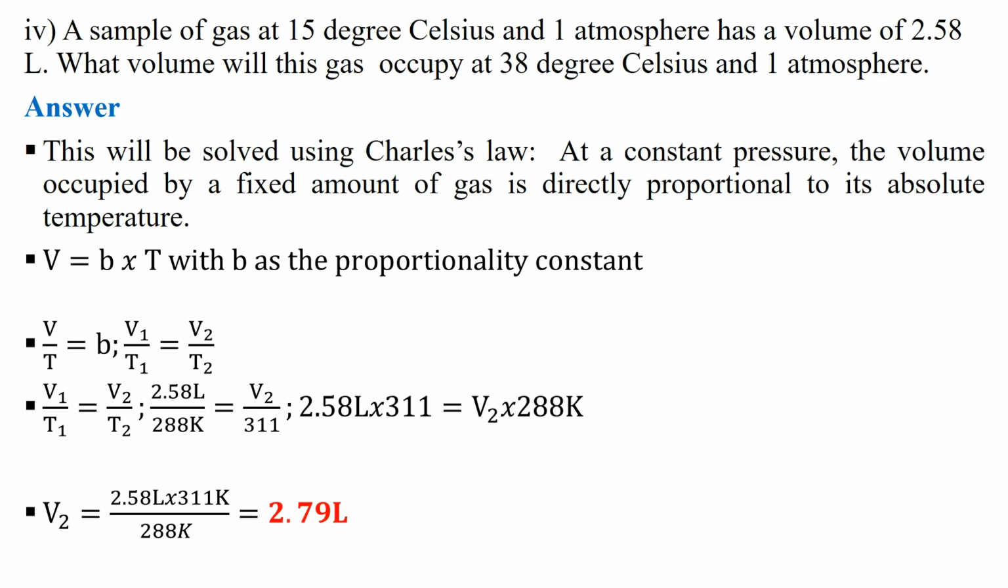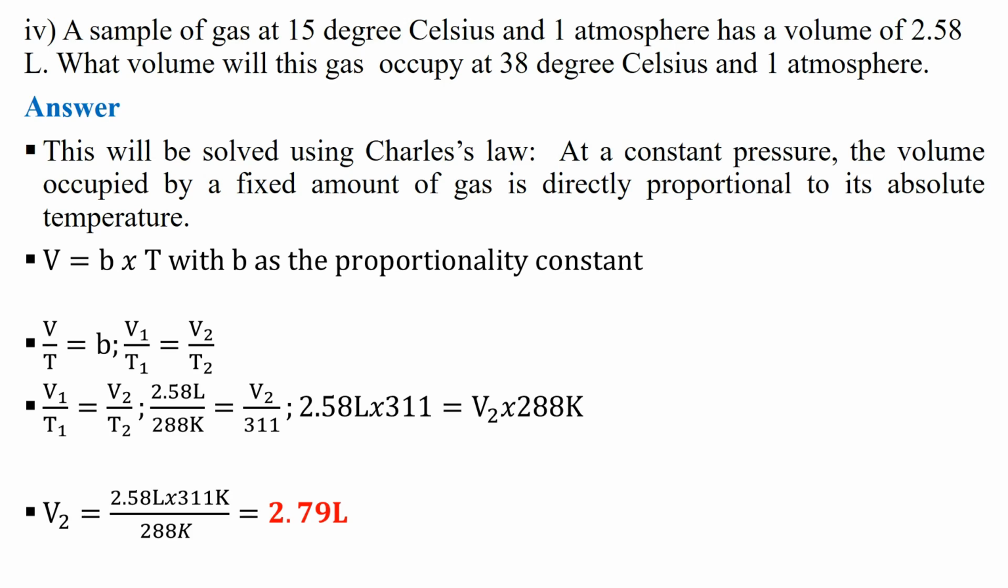So here we will use Charles's law because we have constant pressure. At constant pressure, the volume of the gas is proportional to the temperature. That is V, the volume, is proportional to the temperature at constant pressure, V = bT, and this b is the proportionality constant. That means that when we take V over T, we get the constant b, the proportionality constant, and that means that V1 over T1 is equal to V2 over T2.